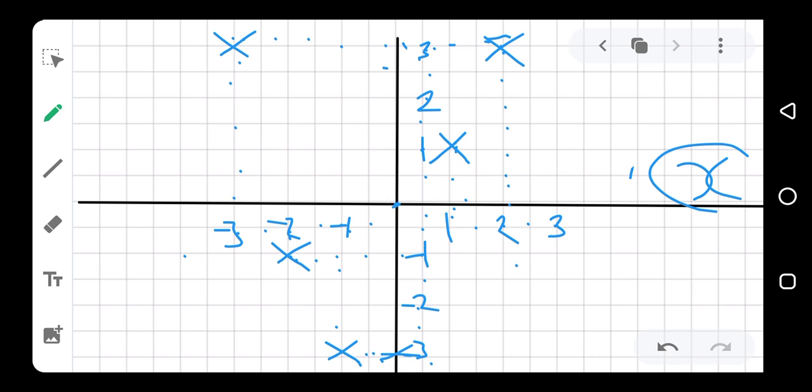Now we have plotted the junctions. Now we draw our curve to join all the points we have plotted, or to touch all the junctions.